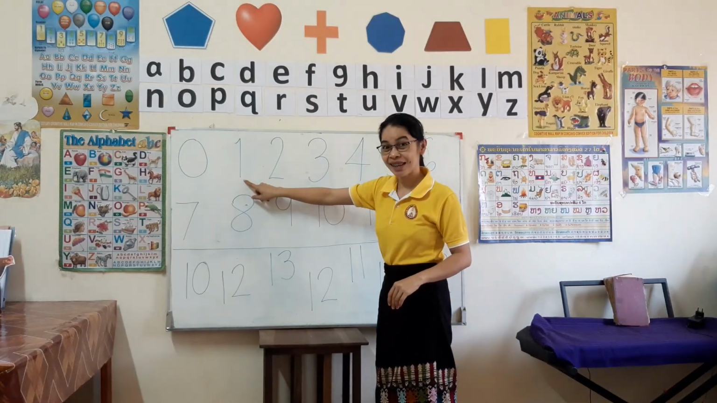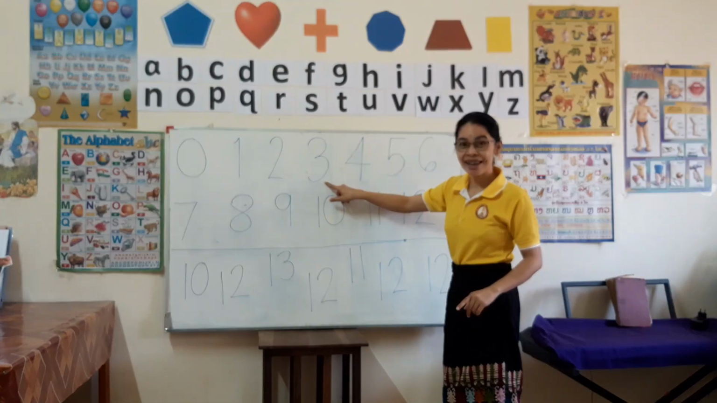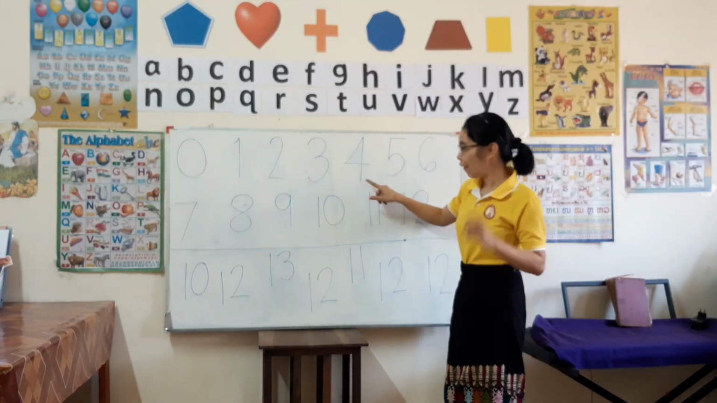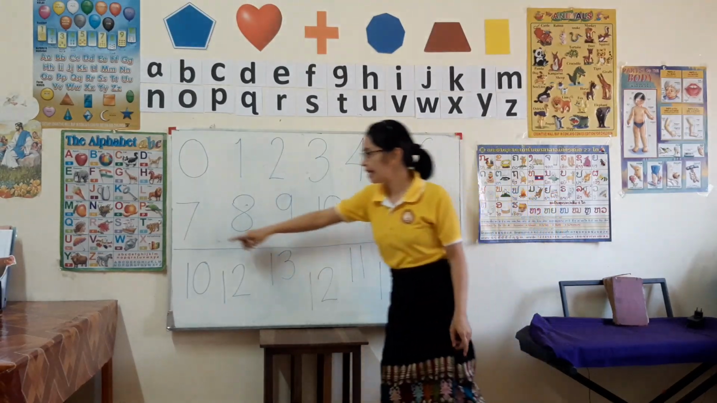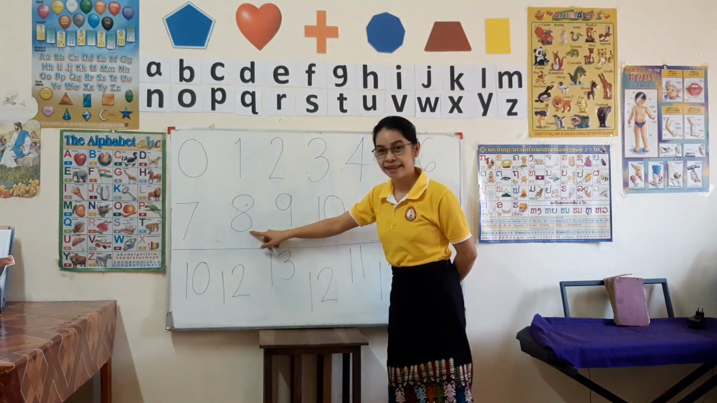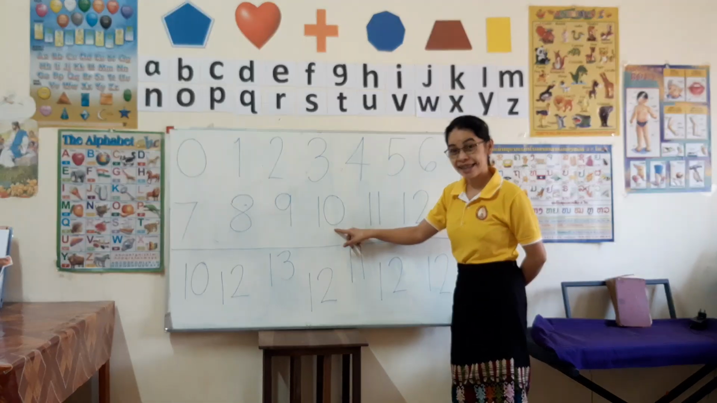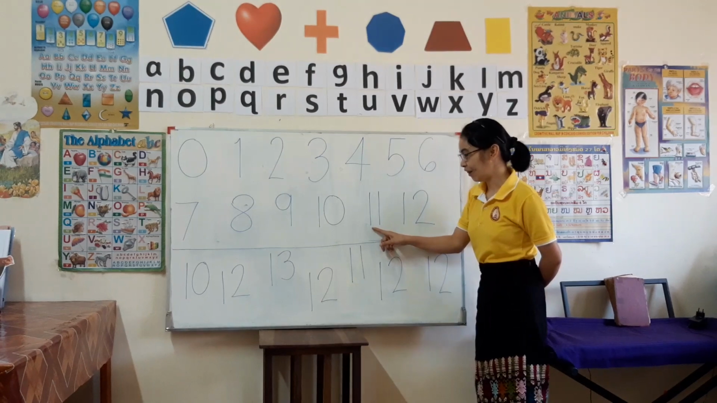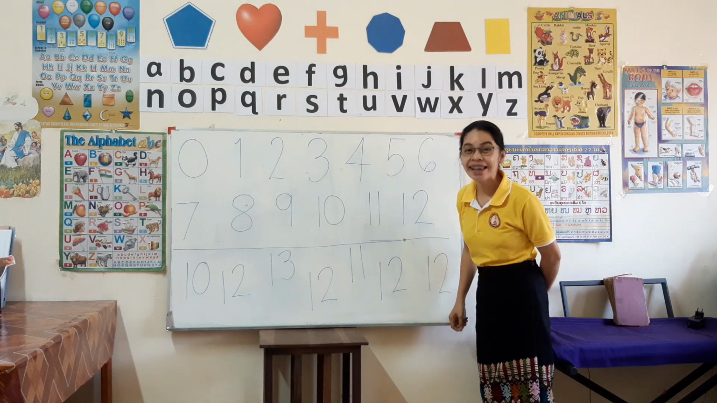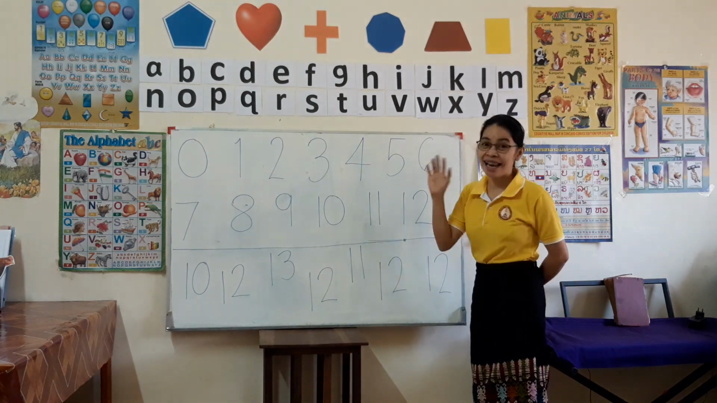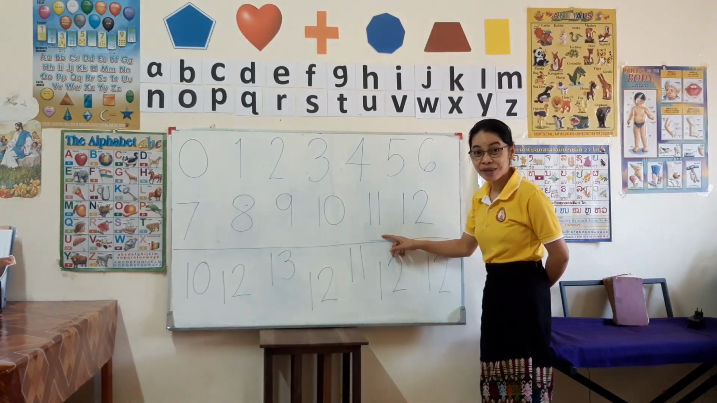Then, what is this? One. Very good. This, two. And this one, three. Four. Five. Six, seven, eight, nine, and this is number 10. If you can see one and one together, this is number 11. Very good. So we finished number 11 last week, and today is number, what's the next after 11?